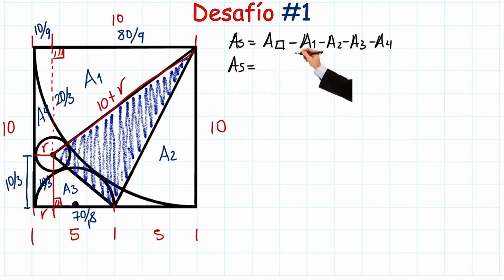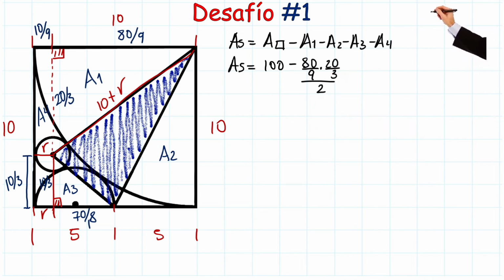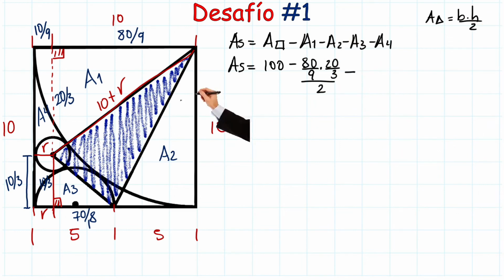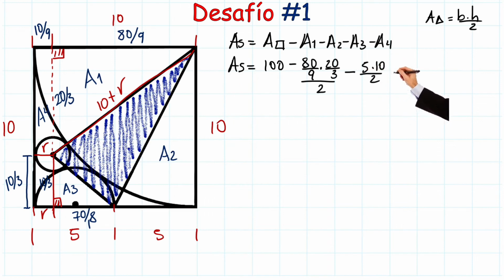We then have that the shaded area is equal to the area of the square, side by side, 10 times 10, which gives 100, minus area 1, the area of this triangle, base times height. The base would be 70 over 18 times the height, 20/3. The triangle's area equals base times height divided by 2. Very good. Minus area 2, which is also a triangle. The base is 5 and the height is 10, so 5 times 10 divided by 2, minus area 3.